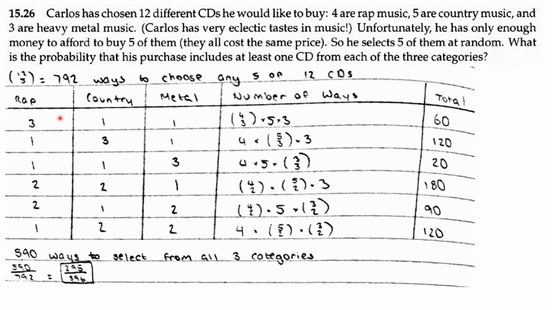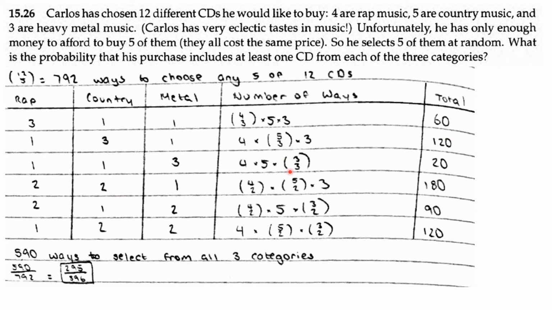So we can have 3 rap, 1 country, 1 metal. The number of ways is 4 choose 3 since there are 4 rap CDs, times 5 times 3 because you're buying 1 of each, so it's just 5 and 3. So the total is 60. Then we can have 1 rap, 3 country, and 1 metal. So then it becomes 4 times 5 choose 3, since there are 5 country and he's buying 3, times 3. The total is 120, etc.